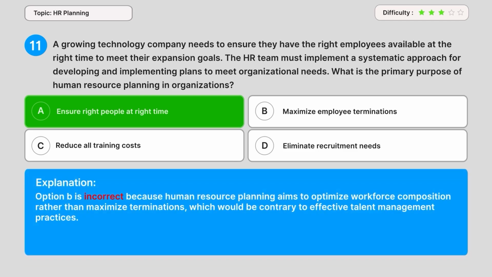Option B is incorrect because human resource planning aims to optimize workforce composition rather than maximize terminations, which would be contrary to effective talent management practices.